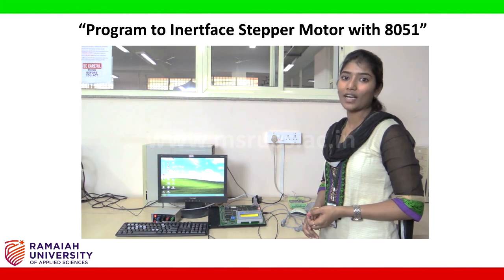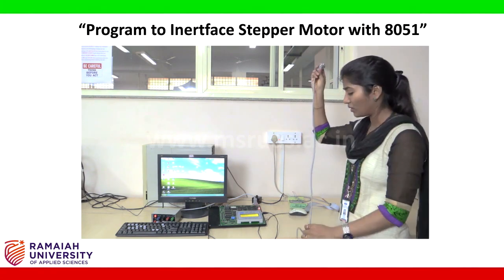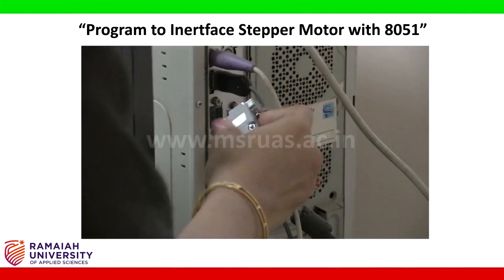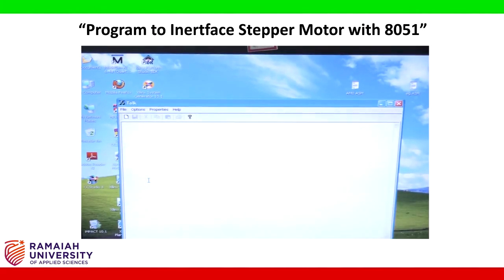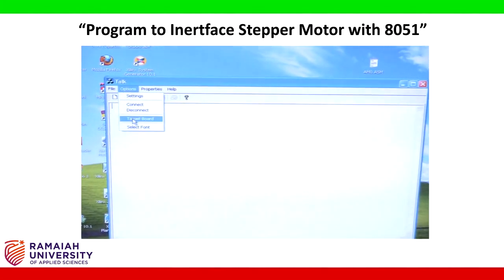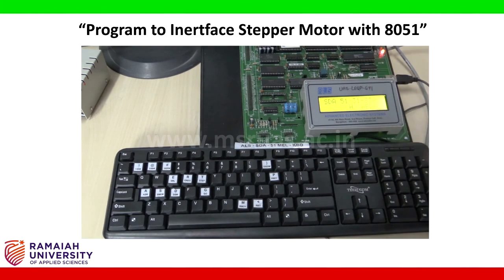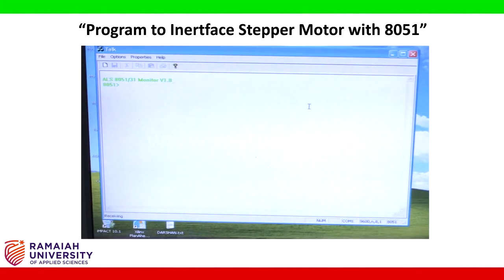For that we connect RS-232 serial communication cable. Now let us connect it from the keyboard. Double click on Talk software, select option, target board. In this, select 8051 kit and give OK. Now press reset and type E in the keyboard so that the display shows serial mode. Once you press E, this message should be displayed on the monitor.